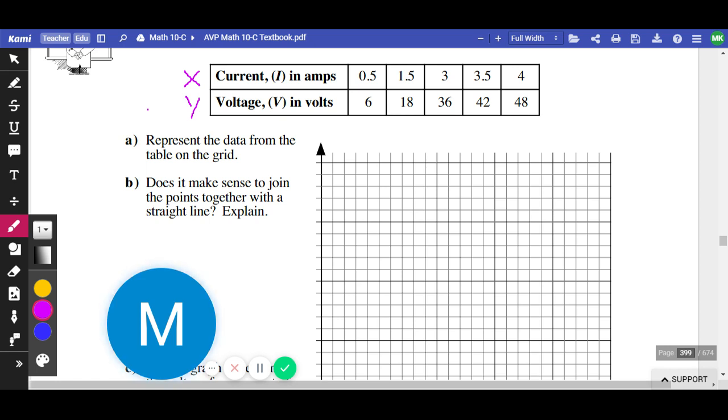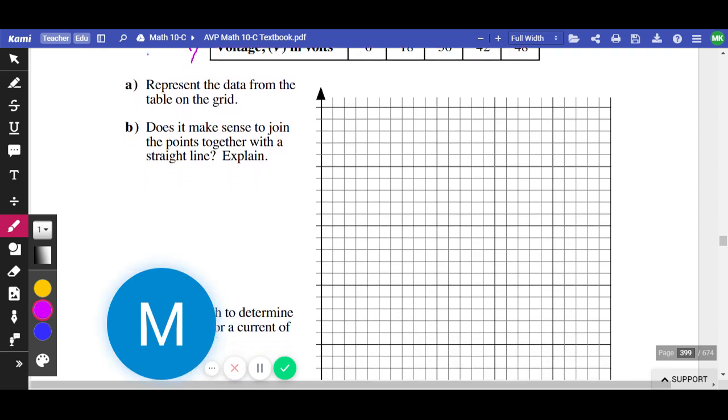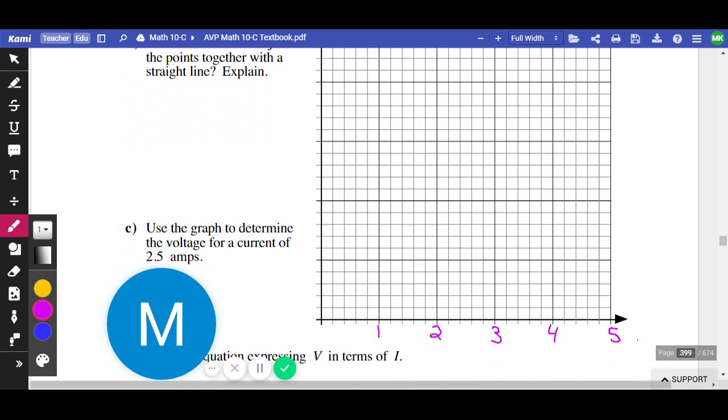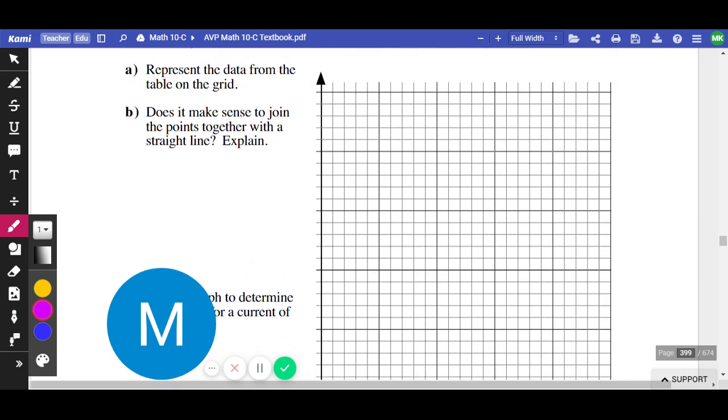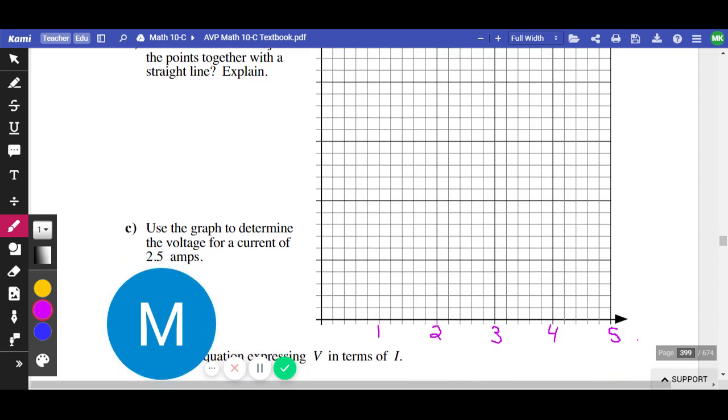For my volts, though, I go from 6 all the way up to 48. So I am going to do every individual block counts as 1. All right, so if I'm looking at my y's, that means it would be 1, 2, 3, 4, 5, 1, 2, 3, 4, 10, 11, 12, 13, 14, 15, 16, 17, 18, 19, 20. Actually, this may not be good enough. No, it's not. So we're going to do every 2.